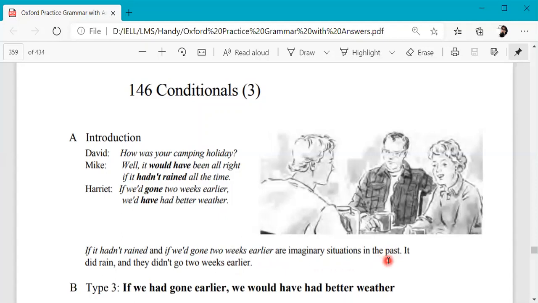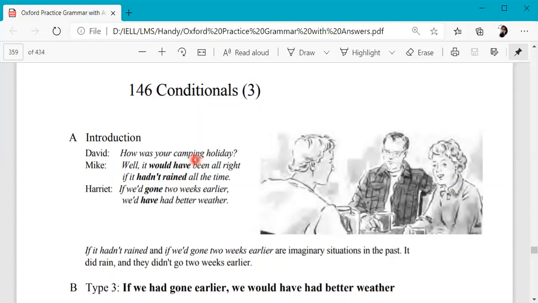Now, in type 2, we were talking about imaginary hypothetical situations, but they were likely to happen if they happened. For example, if I ate cake, I would get fat. Now, we are talking about type 3 conditionals in which we are talking about imaginary situations in the past because the past time has already passed. So if you're talking about the camping holiday, the time has already passed and now we're trying to imagine the past to have been different.